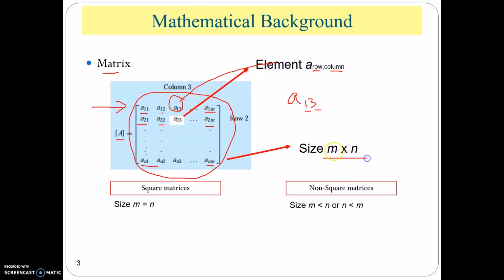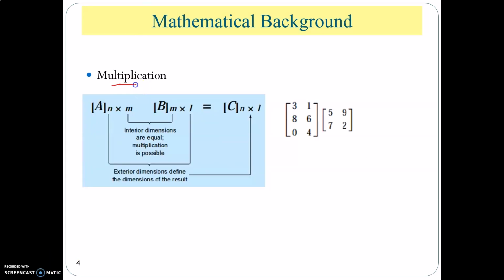If the size is m times n, where you have m equal to n, for example 4 times 4, in this case we call the matrix a square matrix. On the other hand, when m is less than n or n is less than m, for example like 5 times 4 or 3 times 4, in this case it's called a non-square matrix. When you perform multiplication between two matrices, you should make sure the interior dimensions are the same. If they are not the same, then you cannot perform the multiplication.